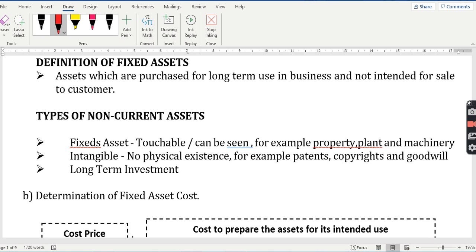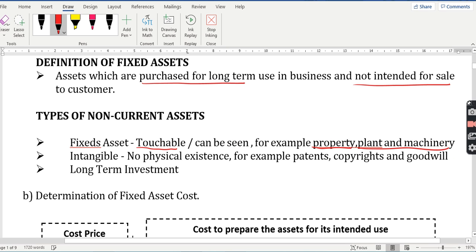Okay, so as I said earlier, an asset is something that we purchase for a long-term use in business and we have no intention of selling it to the customer. There are three types of non-current asset and fixed asset is one of them. The fixed asset is an asset that is touchable, can be seen, for example, properties, plants, and also machineries.